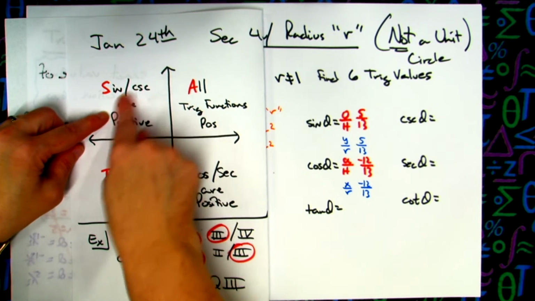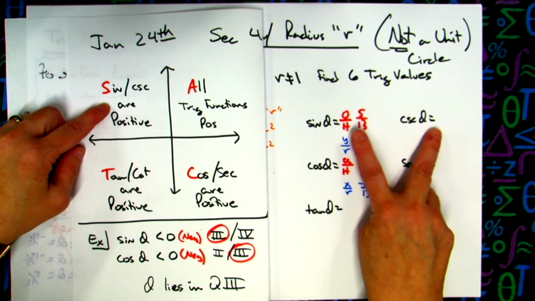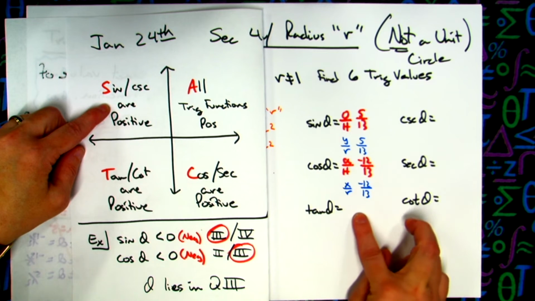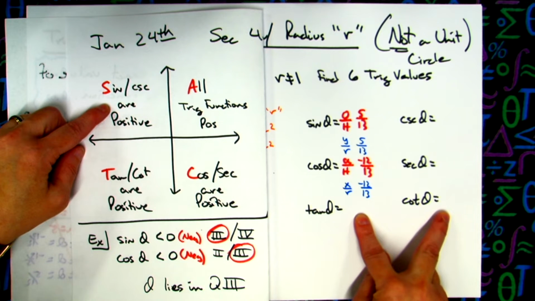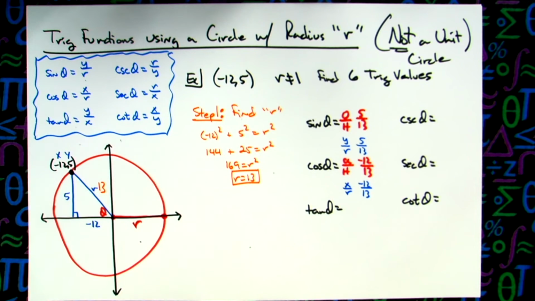The only two that are positive are sine and cosecant, which makes sense since these are reciprocals. And if this is negative, then this one will be negative. Depending on what I come up with here, which better be negative, it'll be negative over here as well. Okay, so let's use our right triangle definition first.